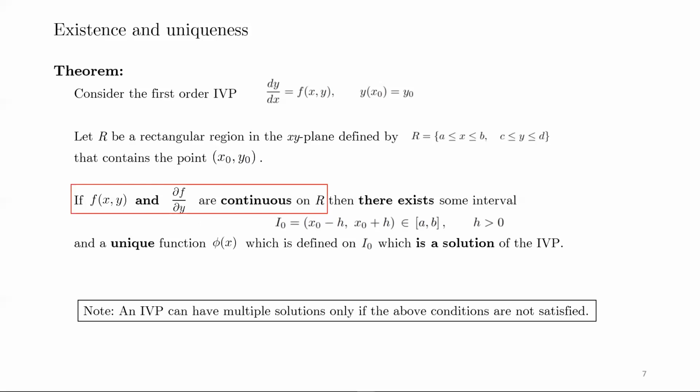So an initial value problem can have multiple solutions only if the above conditions are not satisfied. So multiple solutions is not necessarily a good thing, right? We want to have a solution. So if the above conditions are satisfied, then we can be confident that we have a unique solution.